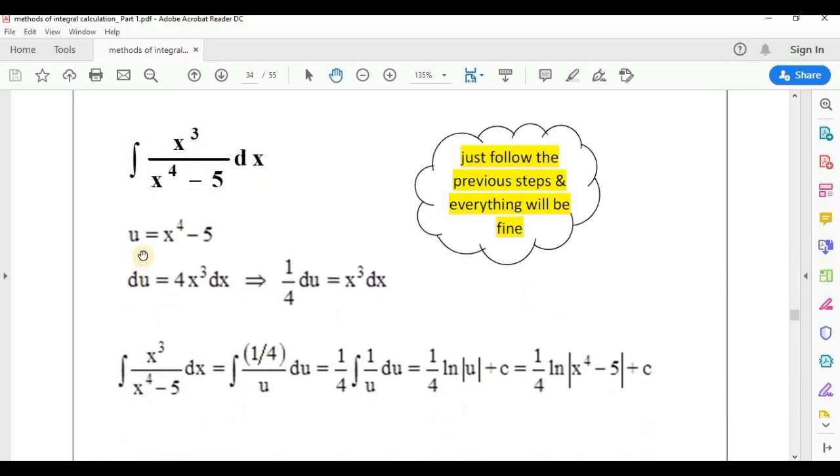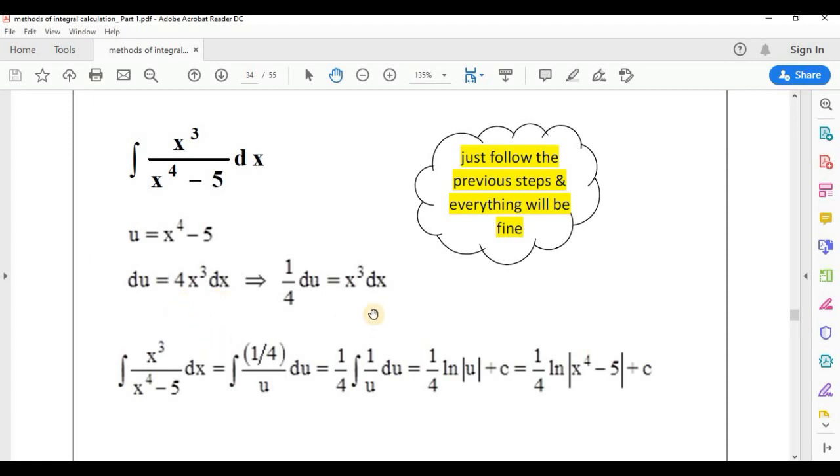Second step, we will take the derivation for the assumption. So we'll take the derivation for this side and we'll take the derivation for this side. The derivation for u will be du. What is the derivation for this part? It will be 4x to the power 3 dx, and we will divide both sides by the number 4.